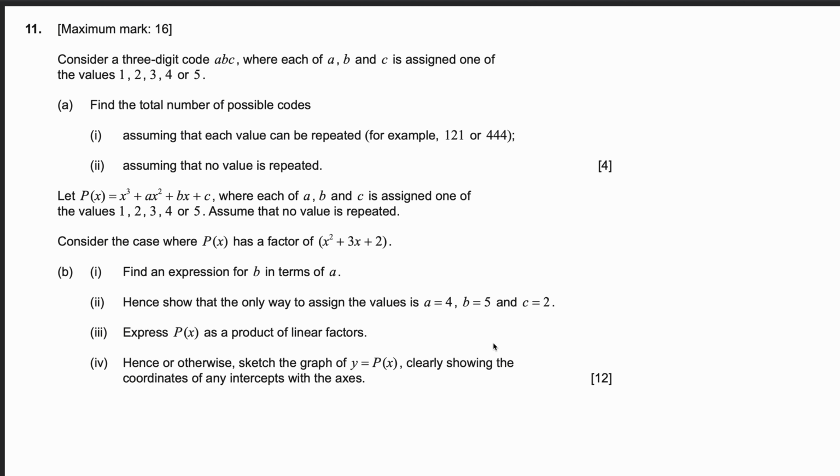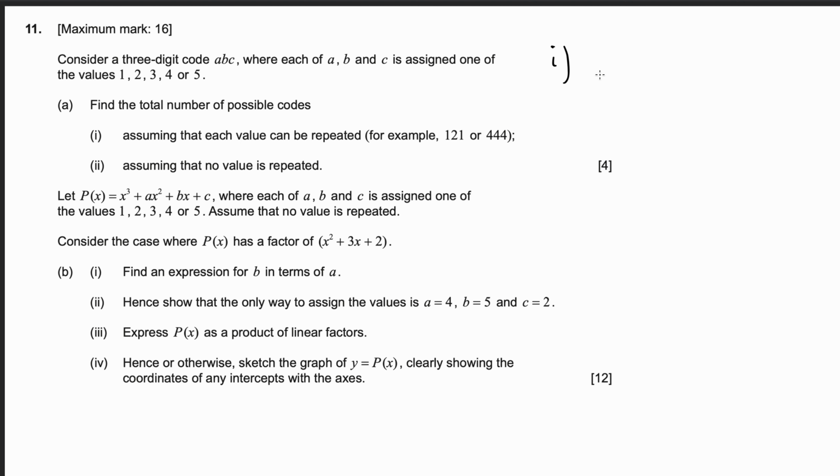This is November 2022, paper 1. We're told to consider a 3-digit code ABC where each of A, B, and C is assigned one of the values 1, 2, 3, 4, or 5. Part A, we're asked to find the total number of possible codes, assuming that each value can be repeated.